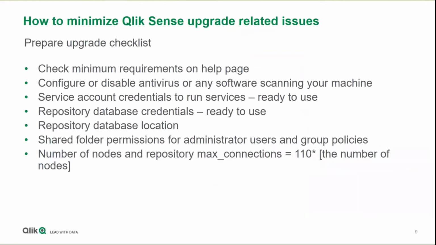The recommended number there is 110 for each node. So if you have 3 nodes, it's 330. But we have environments where we recommend this to be increased much higher than that, 700, 800. So this is the minimum needed.